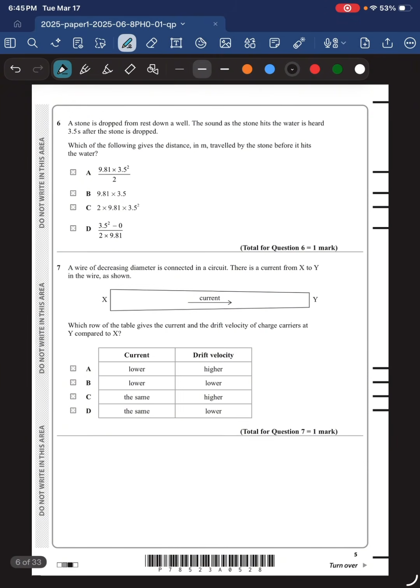Okay, let's move on. Question 6. A stone is dropped from rest down a well. The sound as the stone hits the water is heard 3.5 seconds after the stone is dropped. Which of the following gives the distance in meters traveled by the stone before it hits the water? And let me make a comment here, which might be useful.